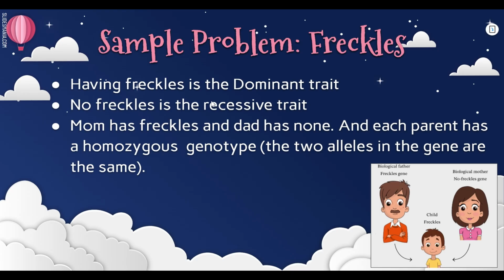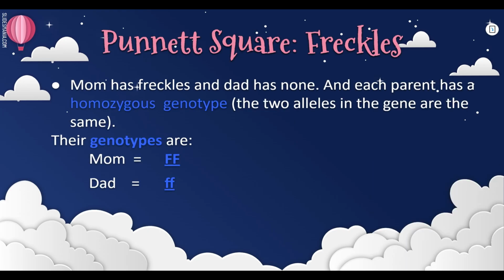All right, so let's look at the sample problem. Having freckles is a dominant trait. No freckles is a recessive trait. So mom has freckles and dad has none. And each parent has a homozygous genotype, right? So homozygous means the same, right? The two alleles in the genes are the same. And so don't worry about this picture because this picture is kind of saying the opposite of what the word problem is saying. So let's just worry about this part right here.